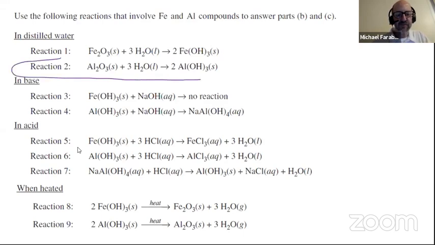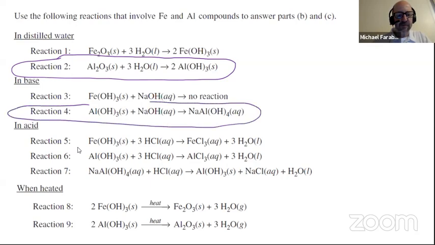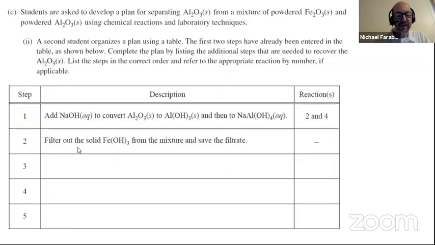So in reaction 2, they add water to produce aluminum hydroxide, and then in reaction 4, only one of the chemicals was converted into something that is aqueous and therefore soluble. That means that it can be filtered. And that's what they're doing in the next step. They are filtering out the solid that did not dissolve from the mixture that did, and saving the filtrate. If you're wondering what exactly the filtrate is, I'll just go ahead and draw my funnel again.